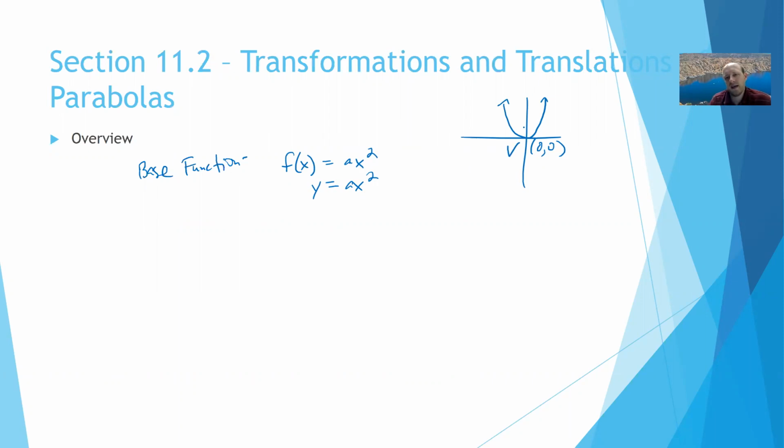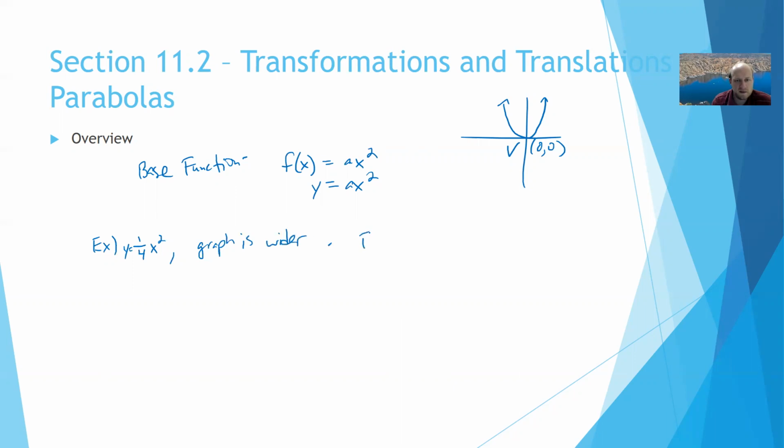Again, if a is greater than 0, it opens up. If a is less than 0, it opens down. But we learned some different things here. Let's say the function was y equals 1/4 x squared. What the 1/4 does to our base function is it makes it wider. This is going to widen out the graph, so the graph is wider.